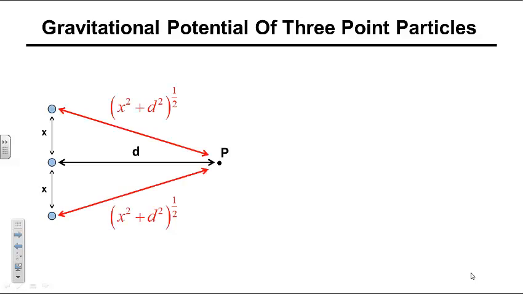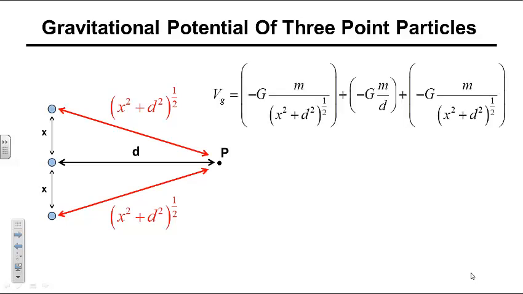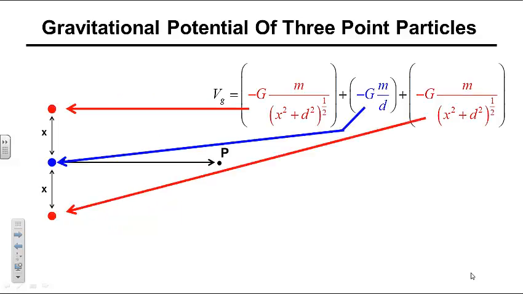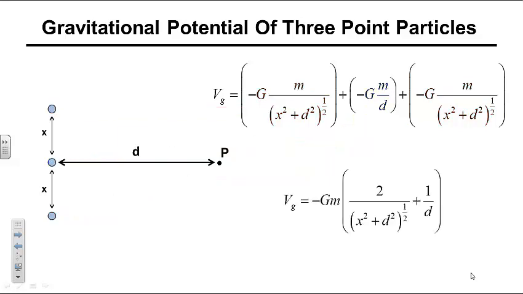For this system of point particles, the expression for the gravitational potential includes three terms, one for each of the point particles in the system. Two of these terms are identical, because two of the point particles in the system are at the same distance from the position P.